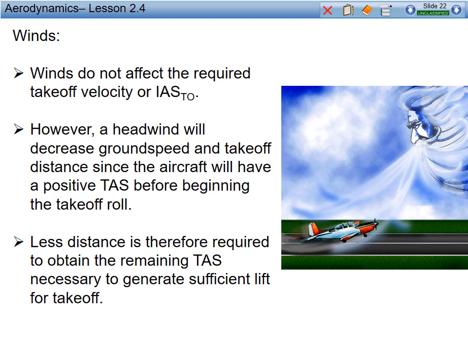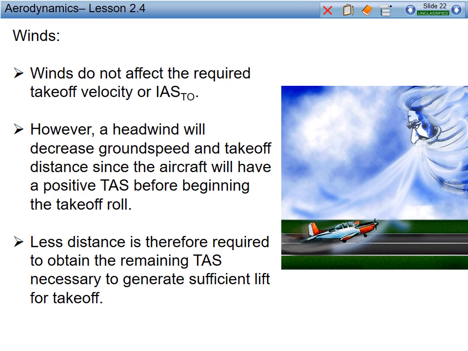Winds do not affect the required takeoff velocity or indicated airspeed. The plane still requires the same amount of wind over its wings to generate lift. However, a headwind will decrease ground speed. And with that decrease in ground speed, takeoff distance will decrease as well.